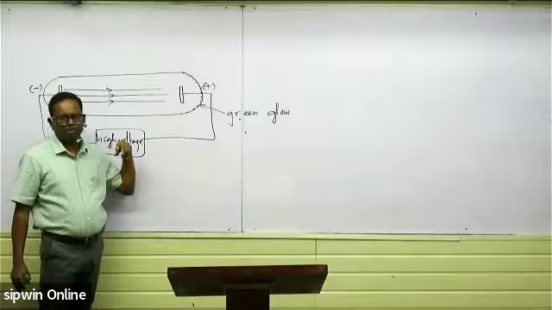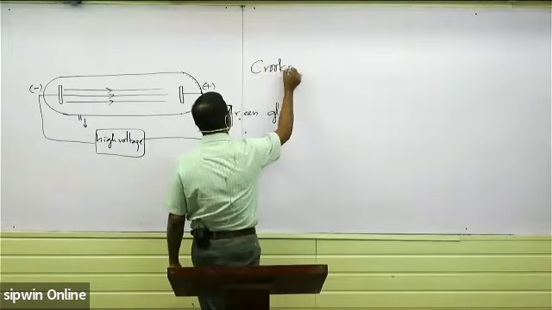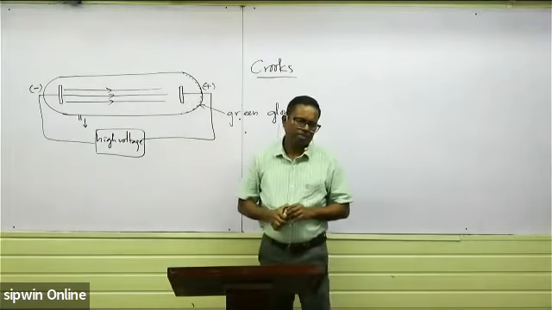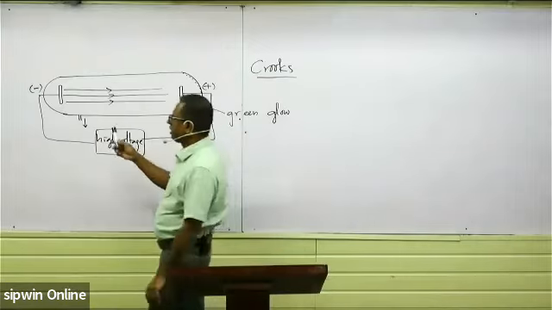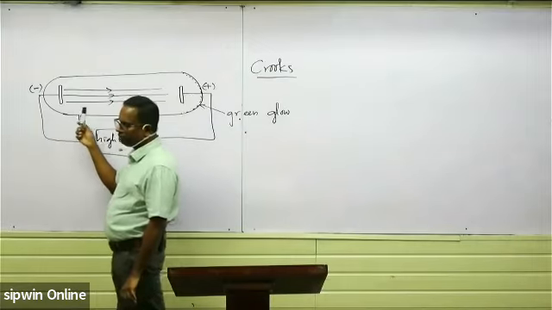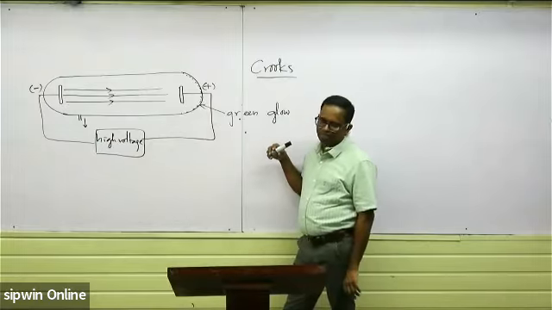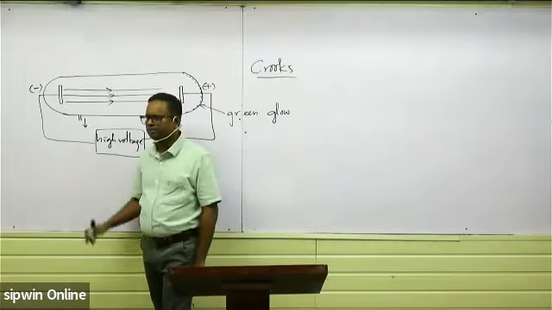Because of that, Crookes called these cathode rays. So you learn that cathode rays start from the cathode and move towards the anode. The only thing done by William Crookes is this: Crookes discovered the cathode rays.